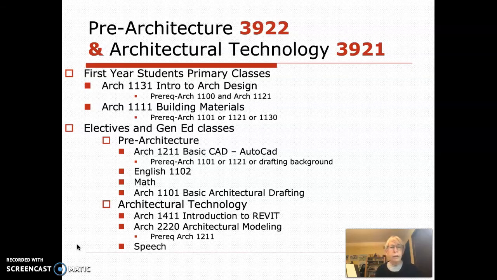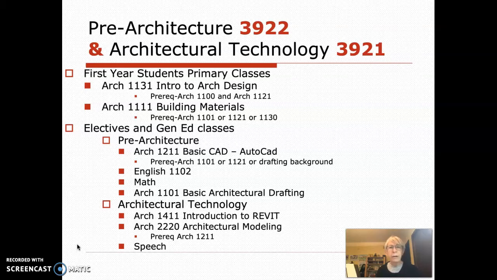So in each of the degrees, I'm going to look at recommended classes for first-year students and then for second-year students. The pre-architecture degree and the architectural technology degree have very similar course patterns in the first year. The most important spring courses for both of those degrees are the Architecture 1131 class and the Architecture 1111 class.